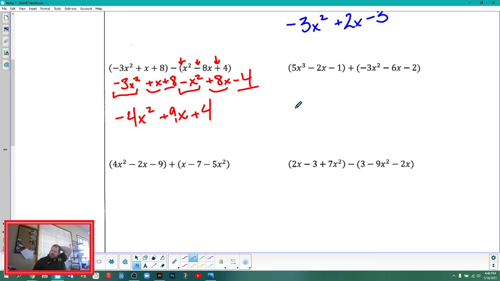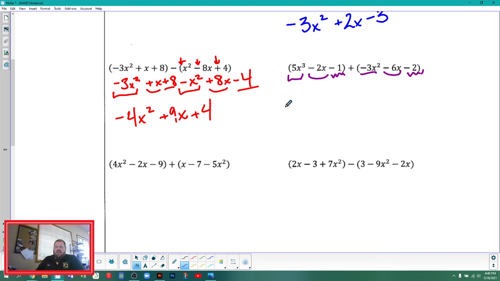Next one's addition. I don't have to rewrite it. I could just go at doing it, underlining the way I need to. I've got an x cubed. I've got an x squared. I've got a couple x's. And I've got a couple numbers. Right? I just randomly pick an underlining strategy on each one of those.